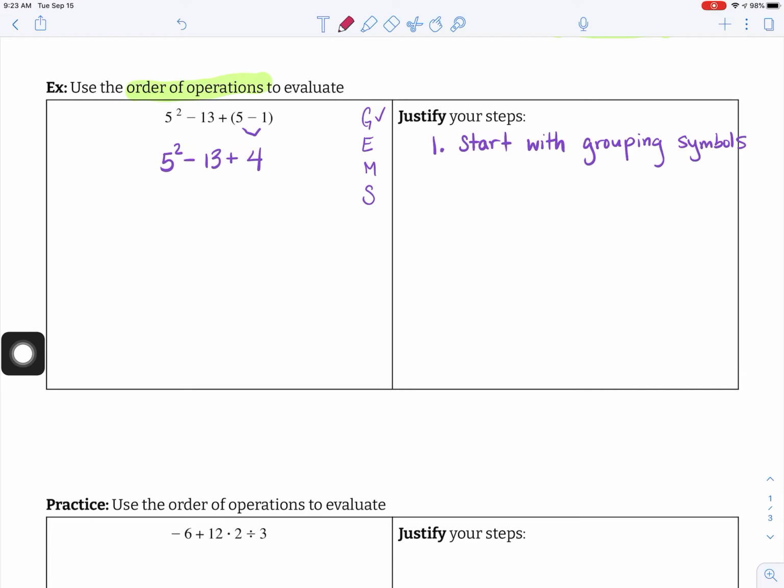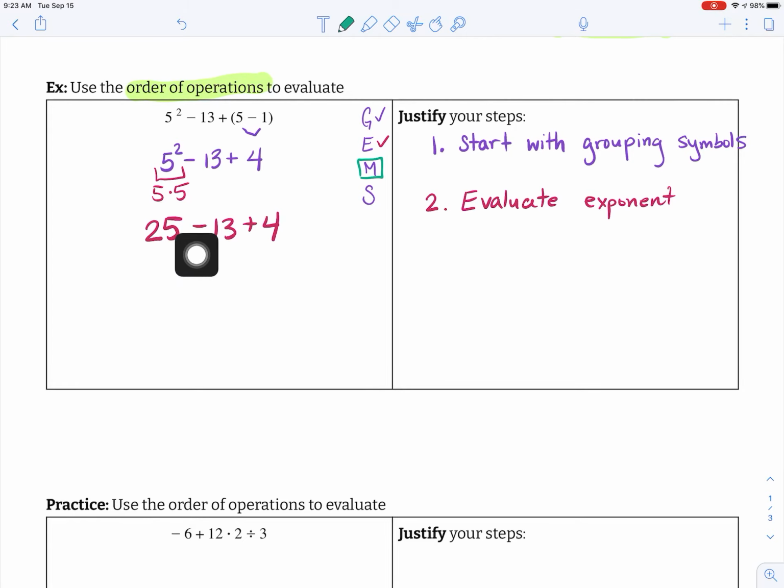Okay, the next thing in GEMS would be exponents. And we do have an exponent over here. So I'm going to be careful not to take 5 times 2. This is 5 times 5, or 25. Okay, so that's my second step. I would say evaluate exponents. The next thing in GEMS is multiplication or division. We don't have any multiply or divide signs, right? I see a minus and a plus, so we can skip that.